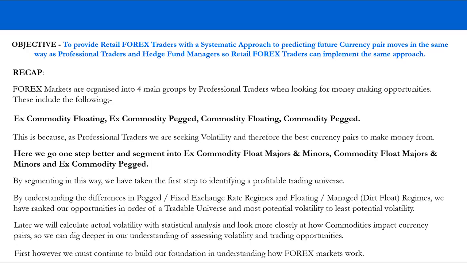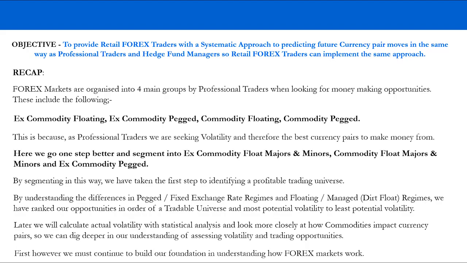Let's recap. So the objective, let's lay it out again, was to provide retail Forex traders with a systematic approach to predicting future currency pair moves in the same way as professional traders and hedge fund managers. So retail Forex traders can implement the same approach. And what have we done to start to do this? Well, we started to organize the Forex markets into 4 main groups. And this is how professional traders do it. We look for money-making opportunities.